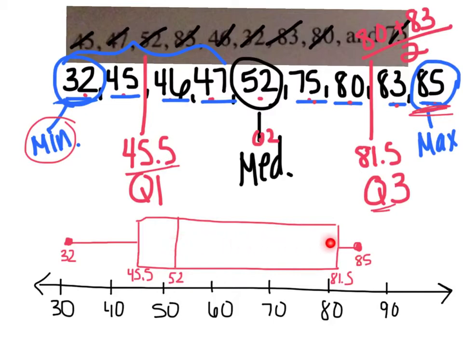So why is it that that one's so long? Well, these numbers are really spread out. If you look between 52, which is the left side of that box, all the way up to 81.5, the numbers are more spread out than any other part of this box plot. Like from 81.5 to 85, that's not very spread out, so we've got a short little whisker. These are really spread out, so it's extra long.